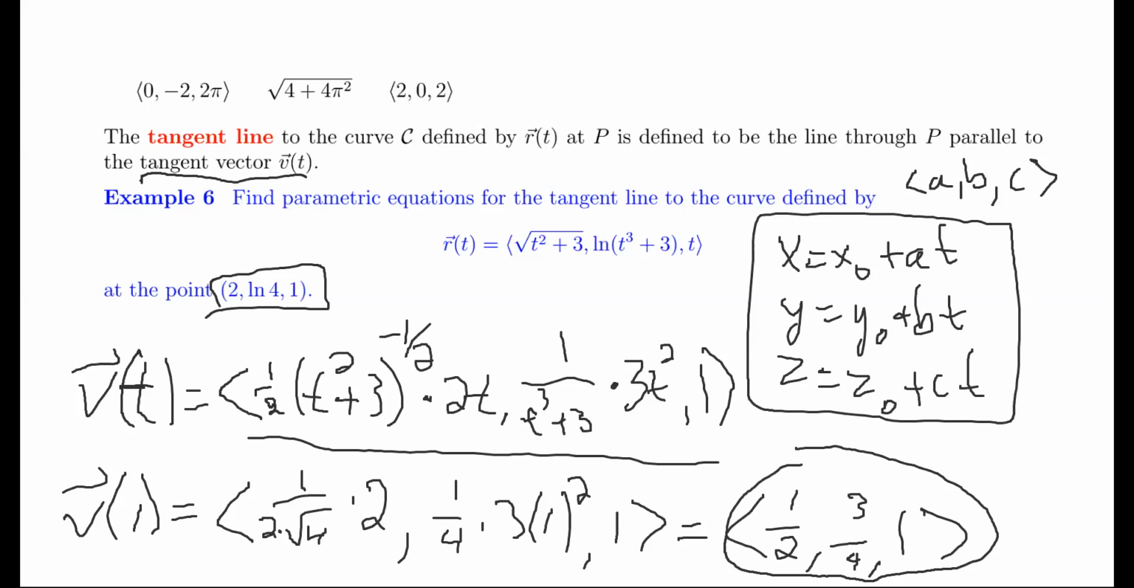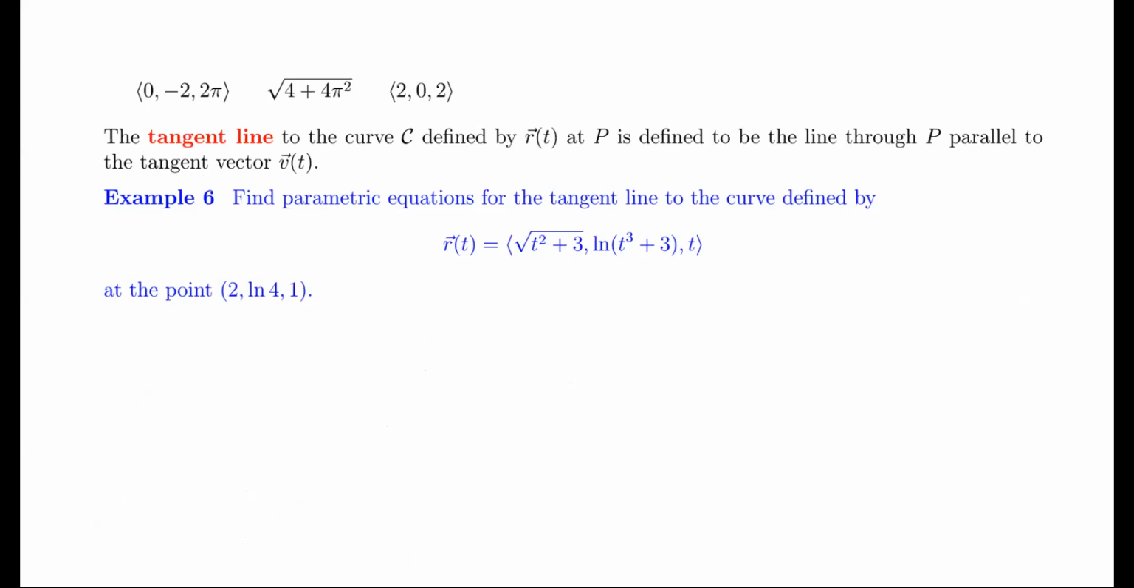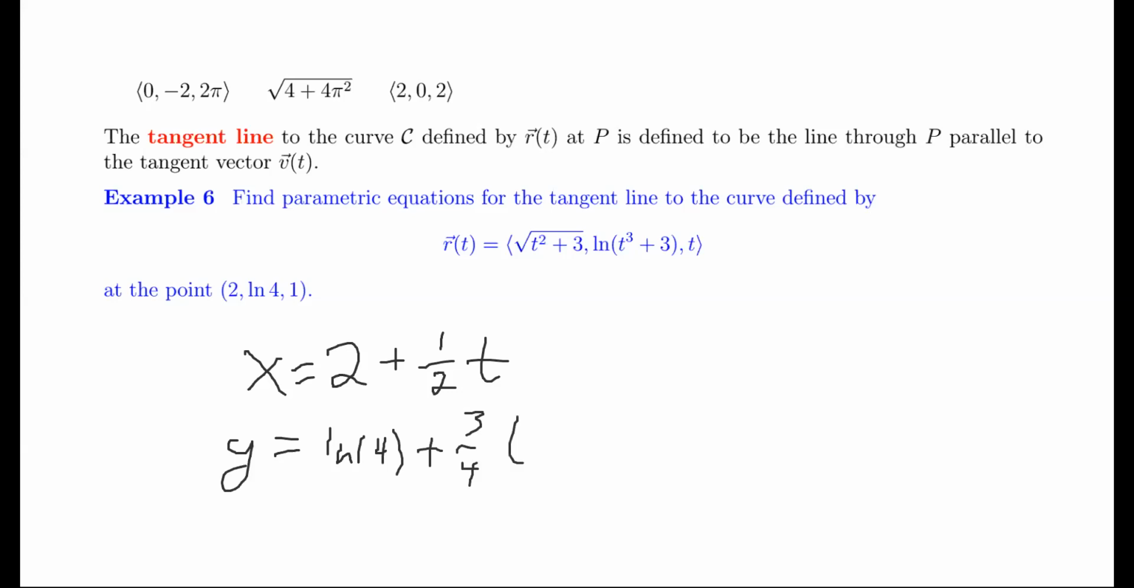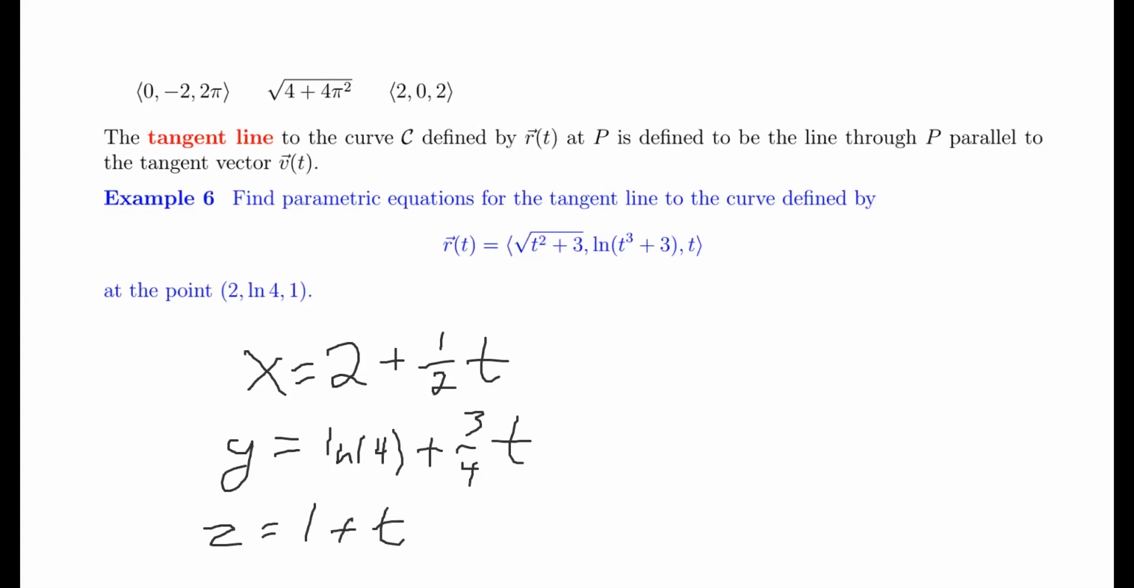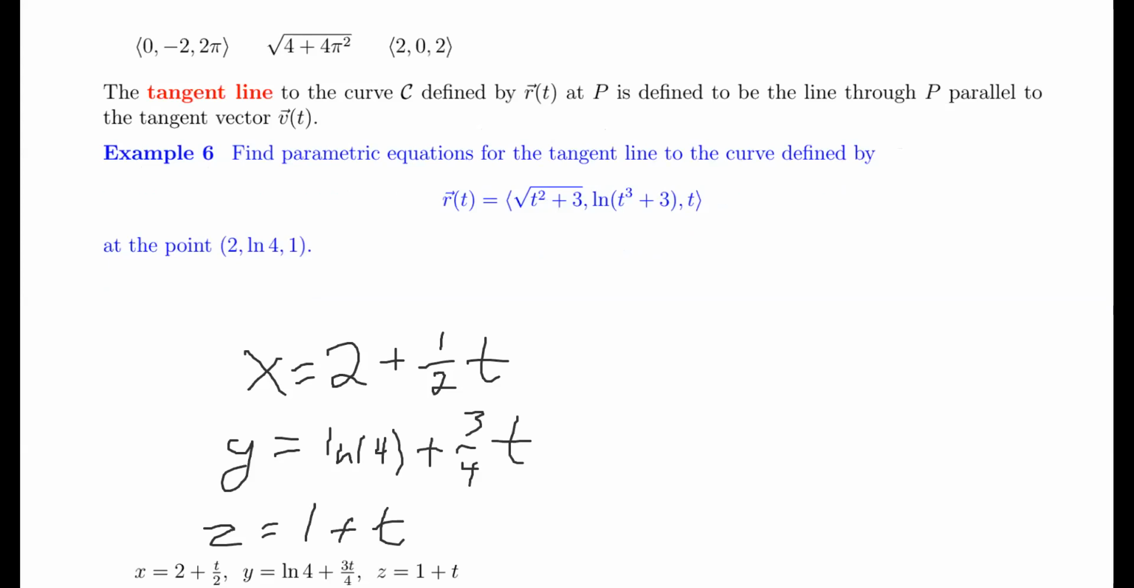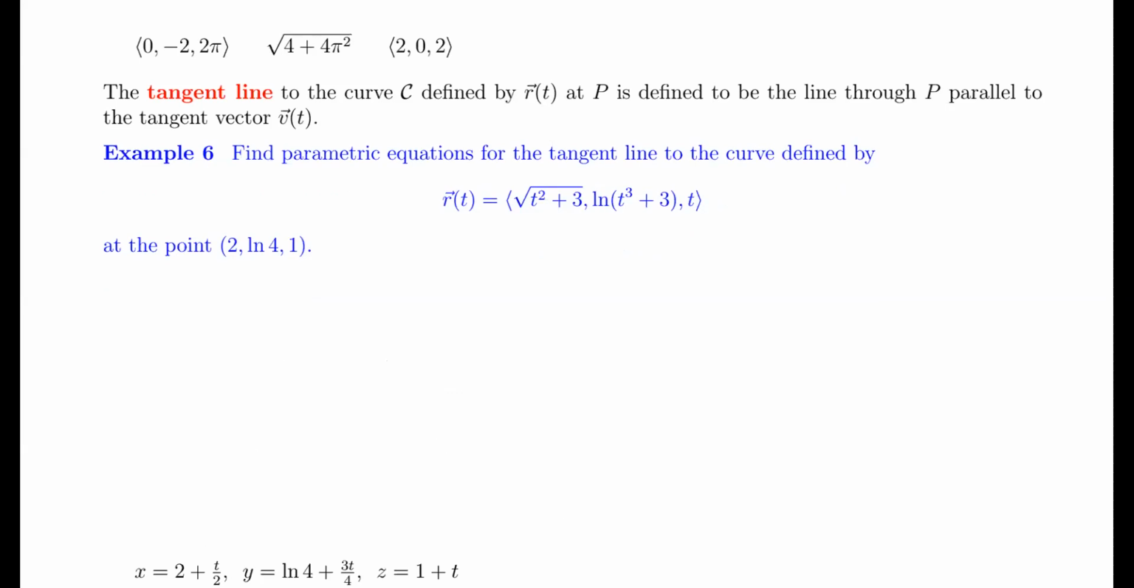And we put all that together into our parametric equations. We get x is equal to 2 plus 1/2 t. y is equal to ln of 4 plus 3/4 t. And z is equal to 1 plus t. And that is our parametric equations, which we have written down here as well. Okay. Got 2 more examples here.